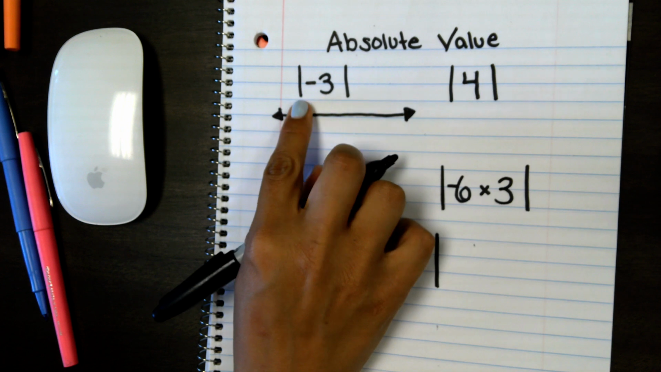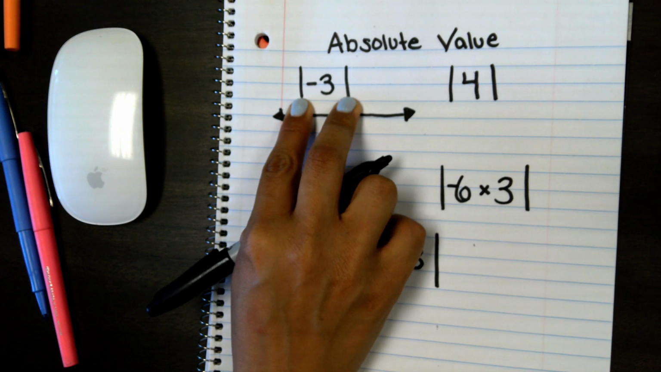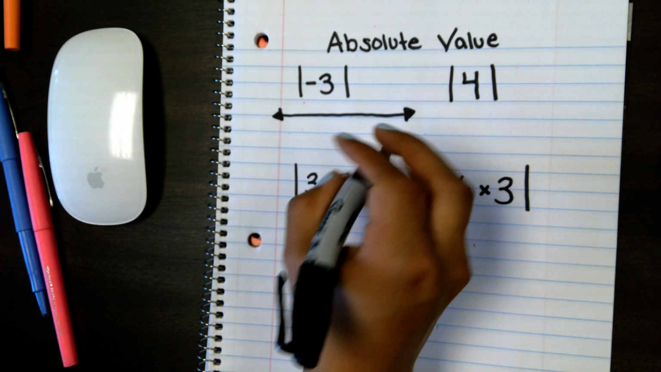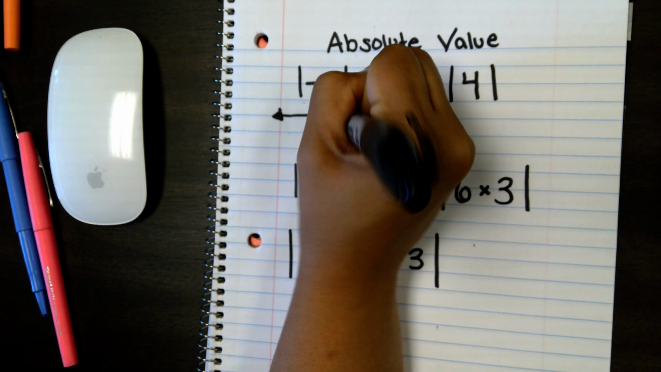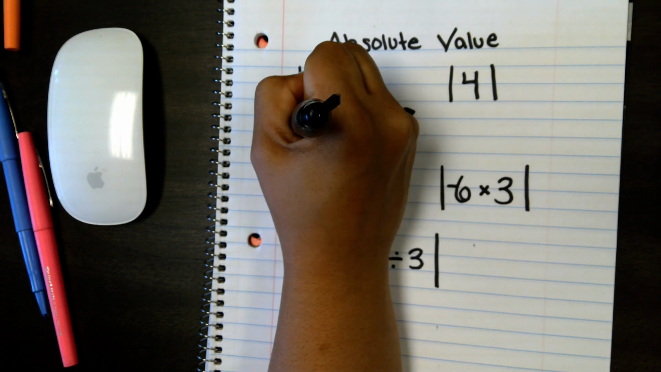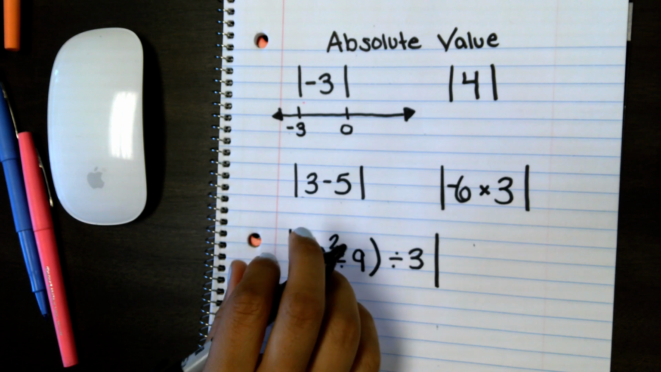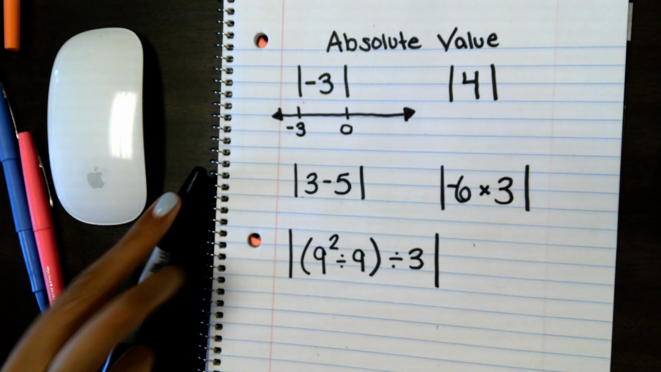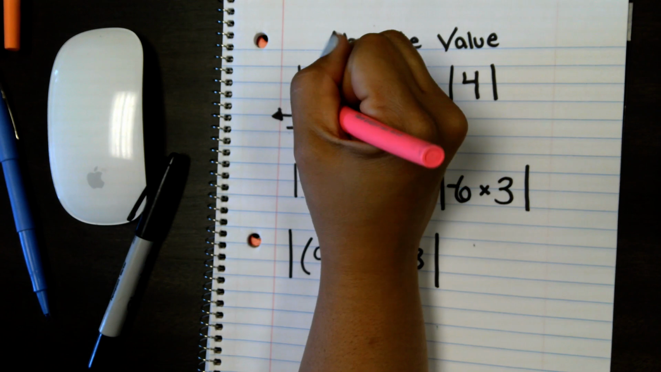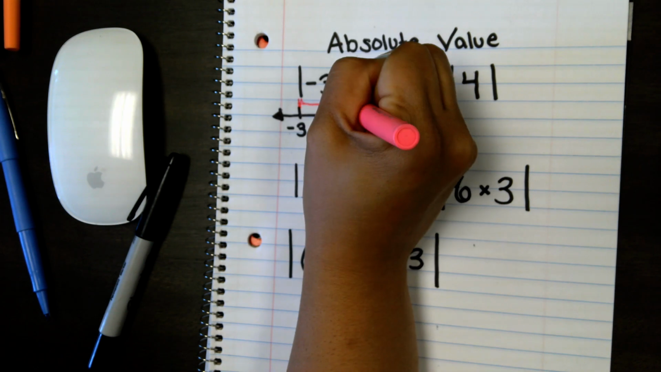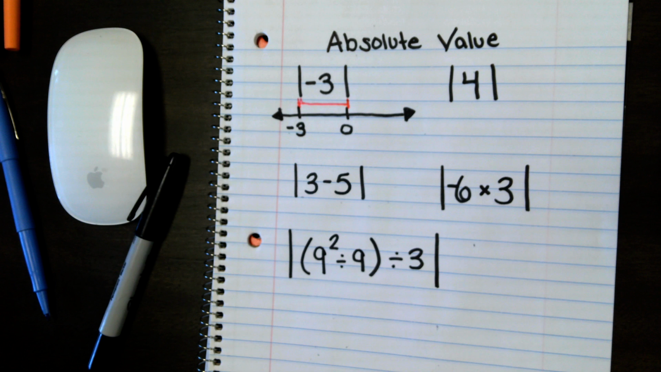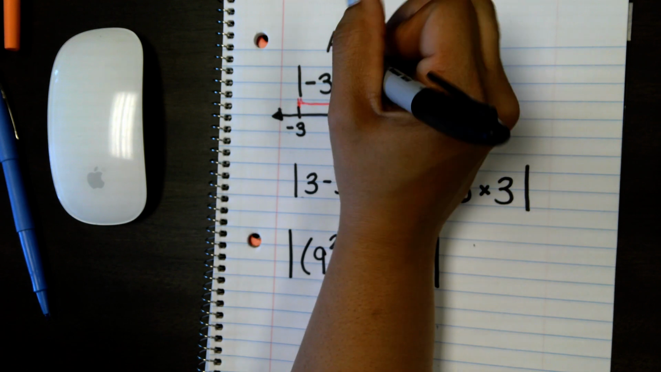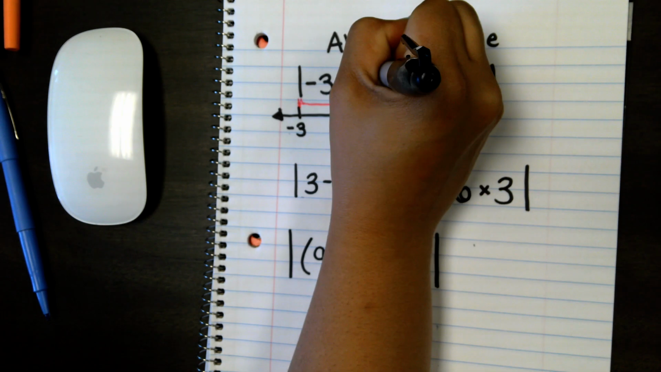So this says the absolute value of -3. So if I were to put -3 on a number line, the absolute value is its distance from zero. Well, from -3 to 0 is 3 units. So the absolute value of -3 is just 3.